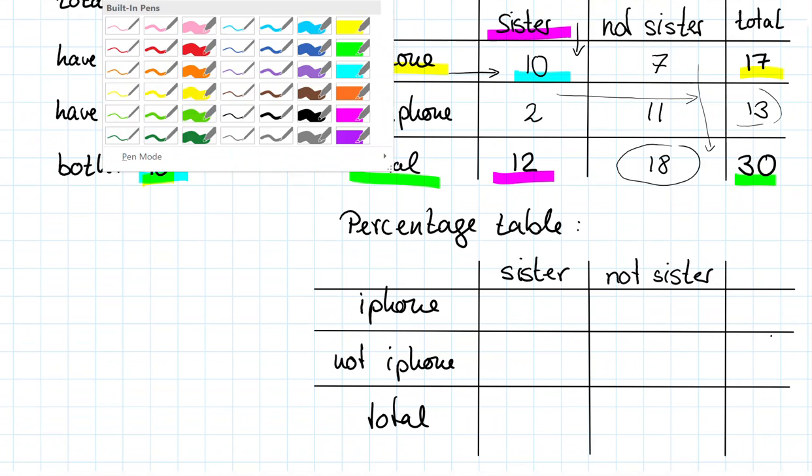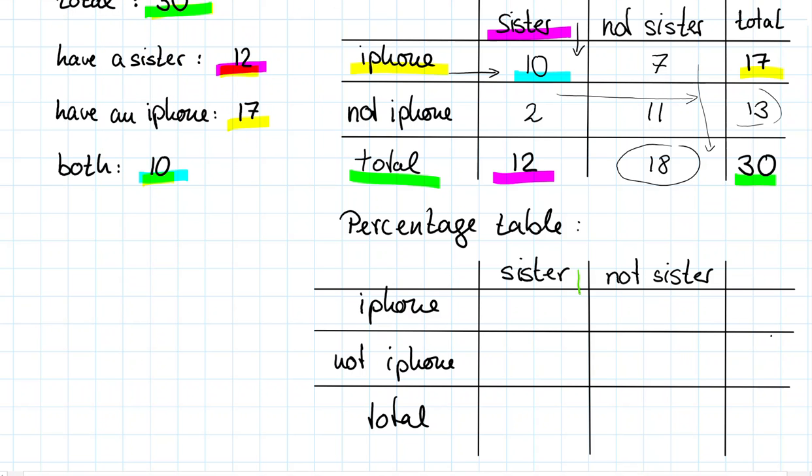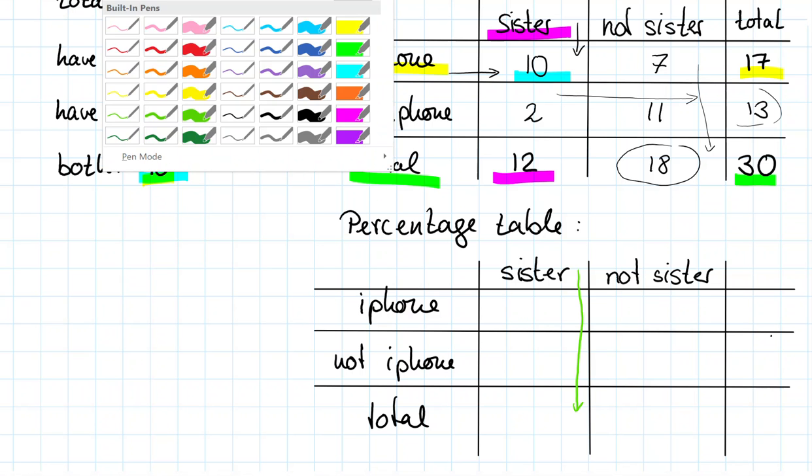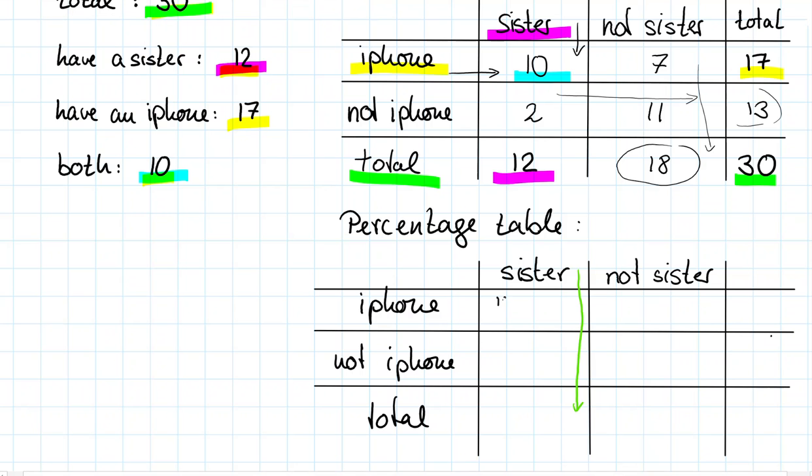So we are having, the first column is sisters, okay? So we're working from the top to the bottom. There are 10 people out of 12 who have a sister and an iPhone. Okay, so let's write it like that, because this will give us the percentage. 10 over 12, right? 10 people out of 12 times by 100 gives you a percentage. And that percentage, if you type that in the calculator, is 83%, rounded to a whole percentage.